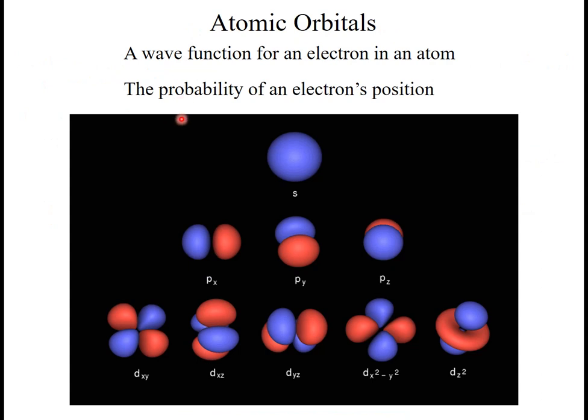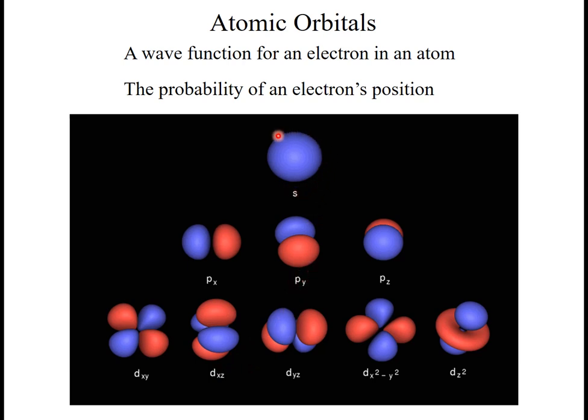And so atomic orbitals is that wave function. It's a mathematical function of finding it. And so these letters may look familiar to you: S, P, and D. In the next chapter we're going to get into electron configurations, and these are the letters that you use for electron configurations.